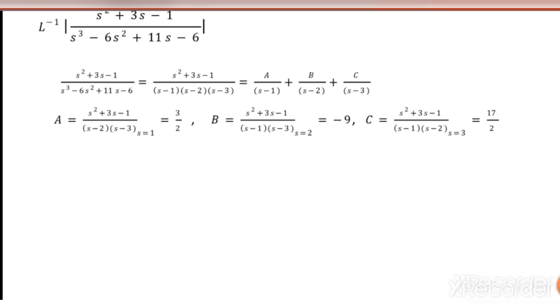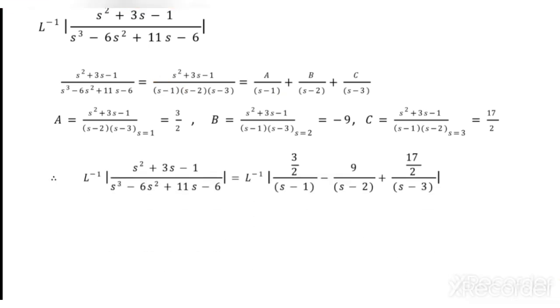So we can operate term by term now. L inverse of 3 terms: 3 by 2 by s minus 1, minus 9 by s minus 2, plus 17 by 2 by s minus 3. Each is an exponential. So we get back the result 3 by 2 e power t minus 9 e power 2t plus 17 by 2 e power 3t. Correct? So using the basic Laplace transforms of basic functions, we have taken the inverse of those results and worked some problems.